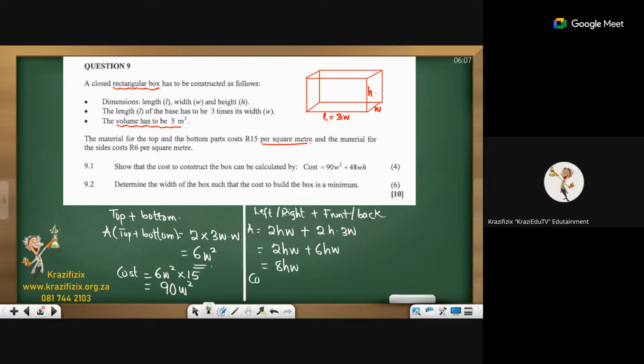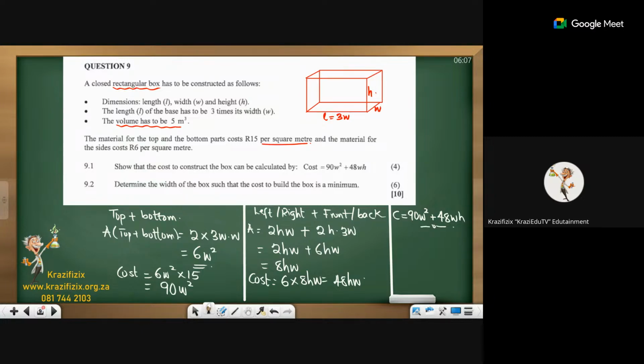What is the cost of the sides? It costs 6 rand per square meter. Okay, so it's 6 times 8HW. That will give us what? 48HW. So what is the total cost therefore? It is the cost of the sides and the top and bottom: 90W squared plus the sides, 48HW or WH. That's what the examiner wants. Check. We are done. Done with our 4 marks.